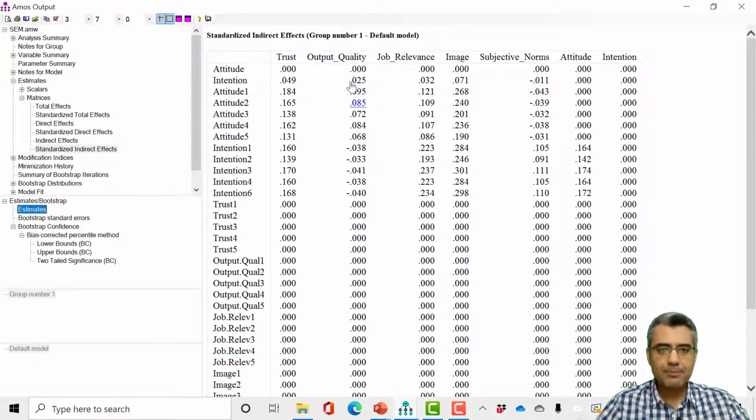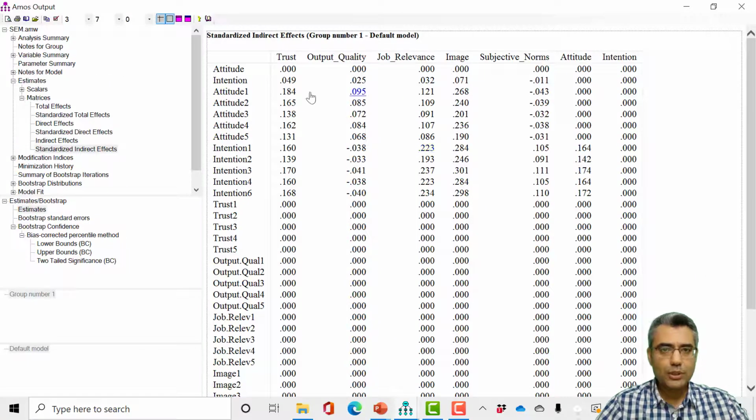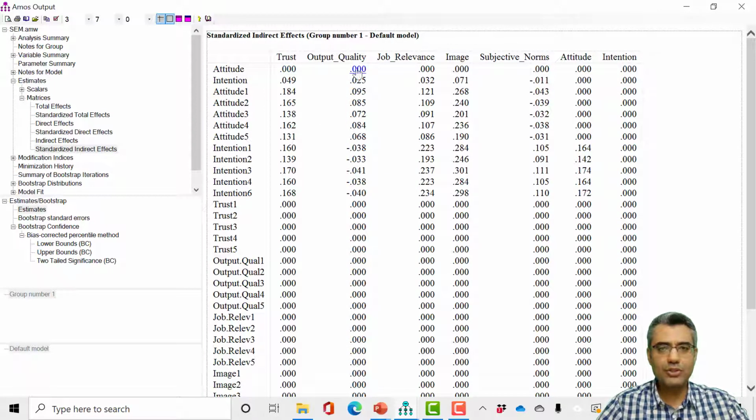For example, we already know that by indirect effects we mean these 5 to intention through attitude. Attitude is the mediator. So indirect effects means the effect of these 5 on intention through attitude. There is no indirect effect between these 5 and attitude. They're all directly connected to attitude. So you see here, all are 0 because there is no indirect effect here. All are direct.